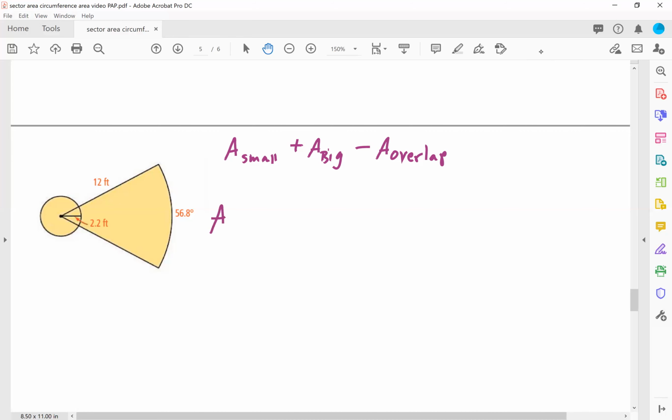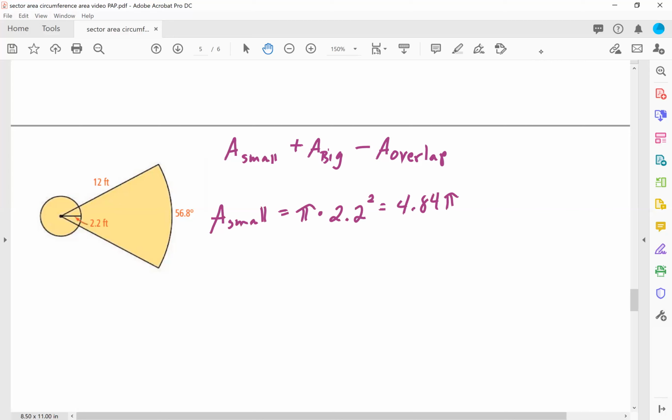So start off with the easy one, area of the small circle. It's pi times the radius squared. Now here, this is our radius. It's from the center to the edge of the circle. So it's 2.2 squared. And I'm keeping this all in terms of pi, keeping it exact as possible until the end. You always want to do that. So do 2.2 squared, and you'll get 4.84. So 4.84 pi. Okay, that's the area of the small circle.